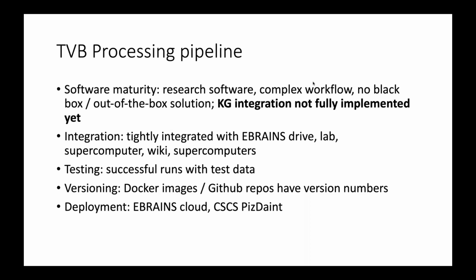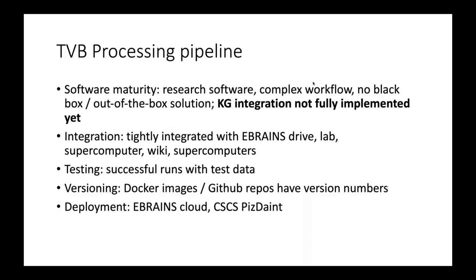Versioning is achieved by giving the Docker images and GitHub repositories version numbers, and by keeping these older versions also online, and by reporting the container and the version number, a workflow should be exactly reproducible. So in order to reproduce a workflow from a publication, all that is necessary is to specify the container and the version, and then this workflow can be reproduced. Deployed, as we saw, it's in the EBRAINS cloud and on Piz Daint.